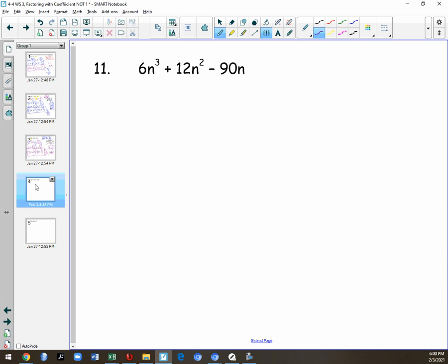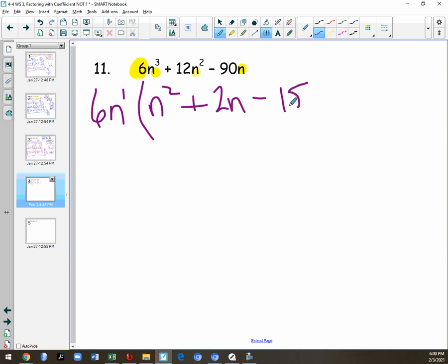2 more problems I'm going to do on tonight's homework. Number 11, smallest number up there is a 6, but I also have an n in every one of my lovely little problems, which means I have a GCF of not only a number, but also a variable. So 6 goes into 12, but does 6 go into 90? And it does. So I'm going to pull out a 6n to the first power, and that's going to give me 2 n's left inside there to give me an n squared. 6 divided by 12 is 2, and I'm going to have 1 left. 90 divided by 6 is going to be 15, and I have no n's left in there.